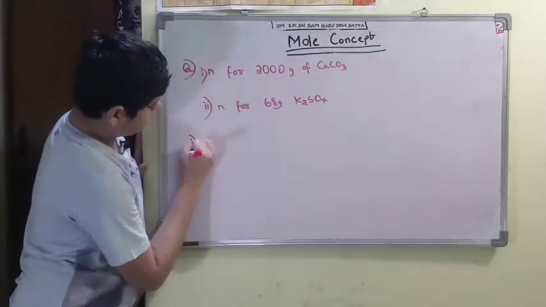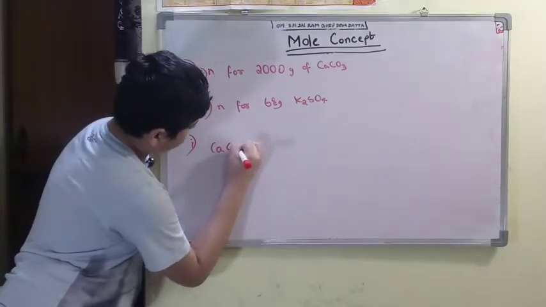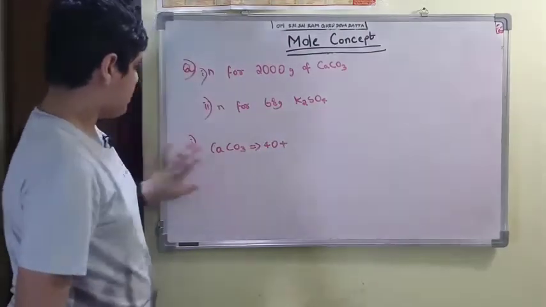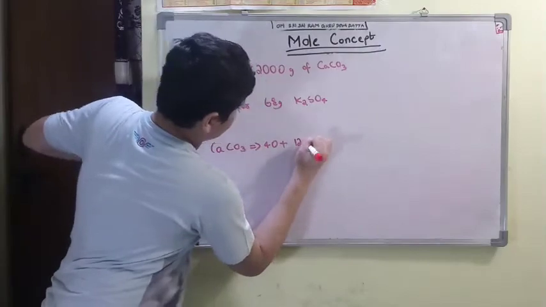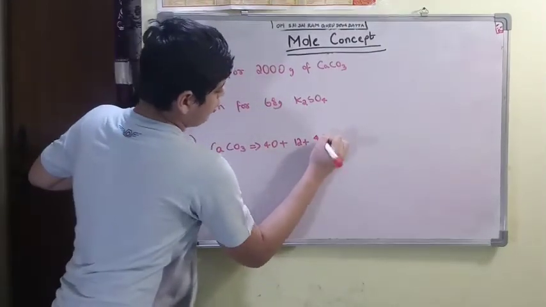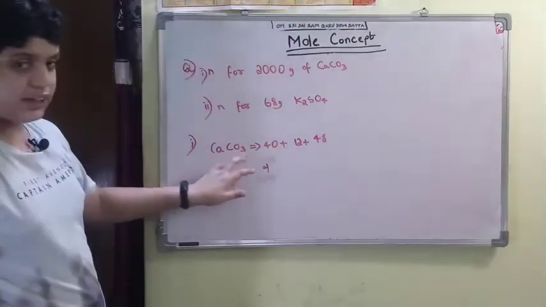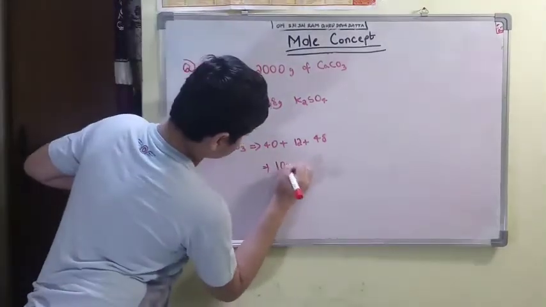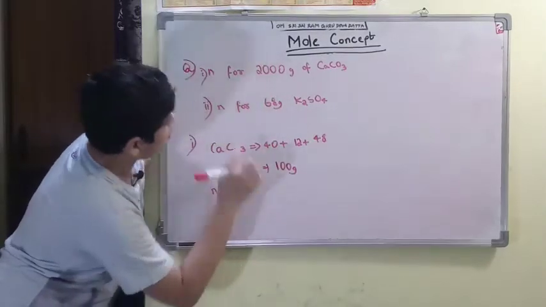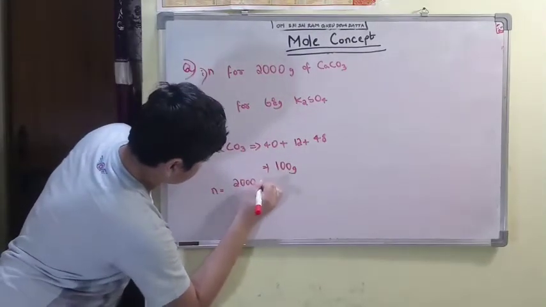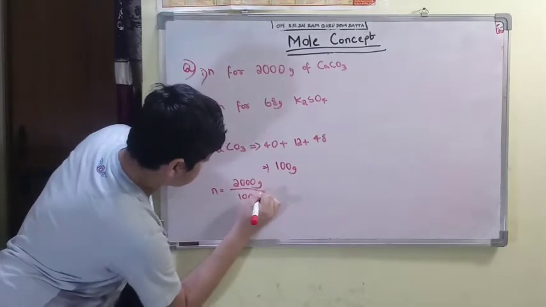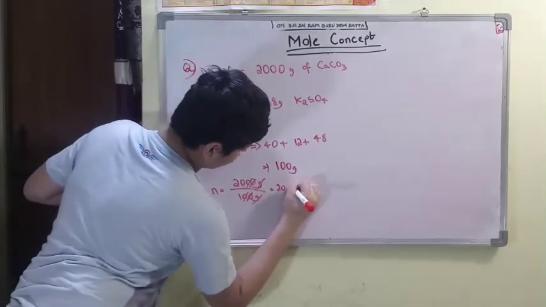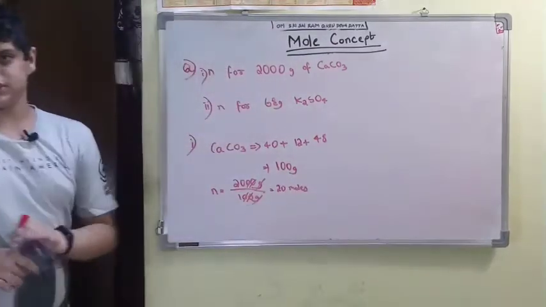So the first one is CaCO3. So the mass of calcium, one atom of calcium is 40 grams, plus carbon 12 grams, plus oxygen 48 grams. So for one oxygen atom it is 16 grams, for 3, 16 into 3, which is 48 grams. So this becomes 100 grams in total. N is equal to, given weight is 2000 grams upon 100 grams, 20 moles. Number of moles is equal to 20.